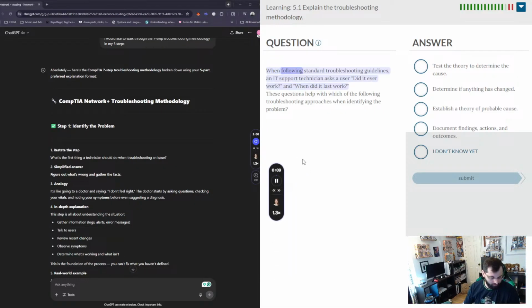Okay. When following standard troubleshooting guidelines, an IT support technician asks a user, did it ever work? And when did it last work? These questions help with which of the following troubleshooting approaches when identifying the problem. Okay.